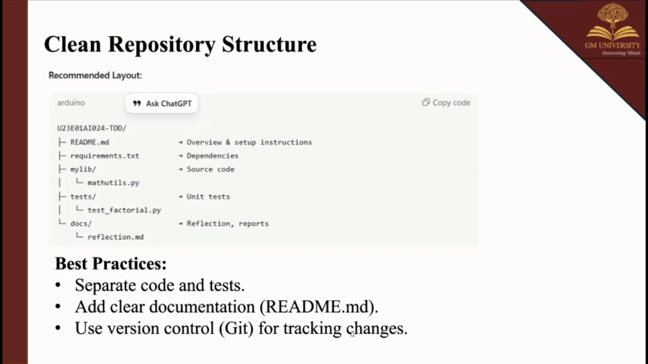Next is the clean project structure. In this, I kept separate folders for source code, test cases and documentation. The readme file explains how to run the project. This clean structure helps version control and makes it easy for others to understand the project layout. The best practices are: separate code and tests, add clear documentation, and use version control, Git, for tracking changes.